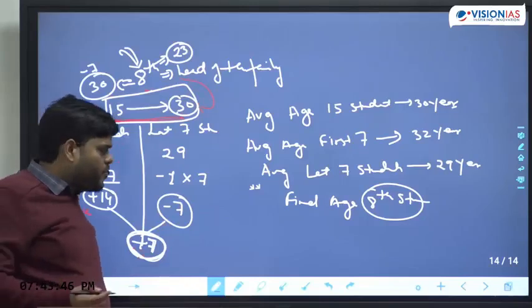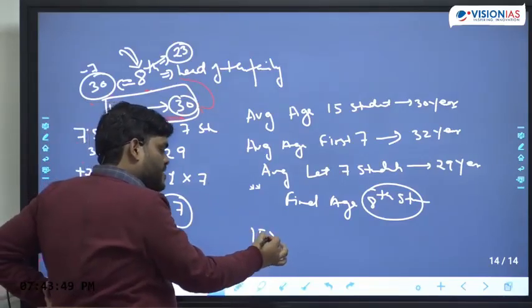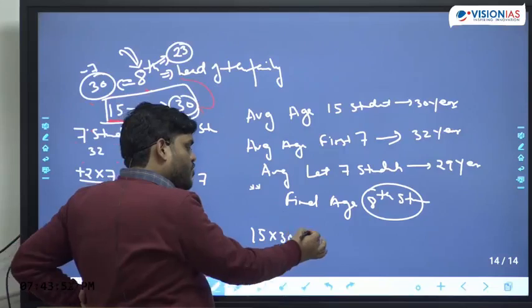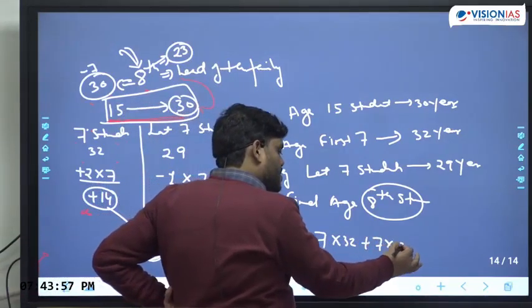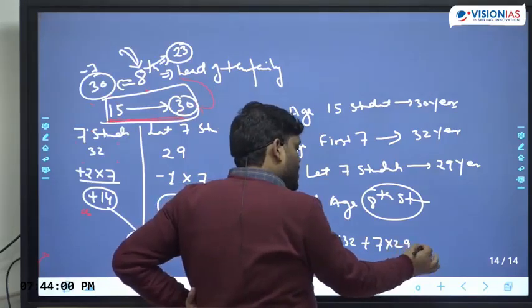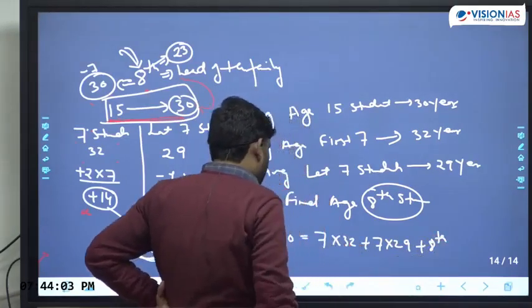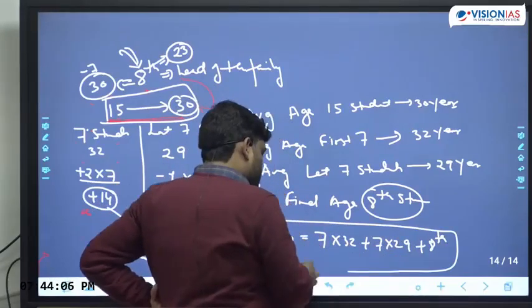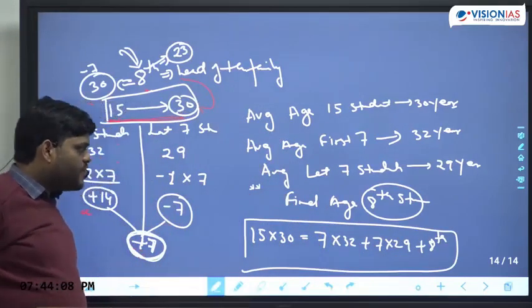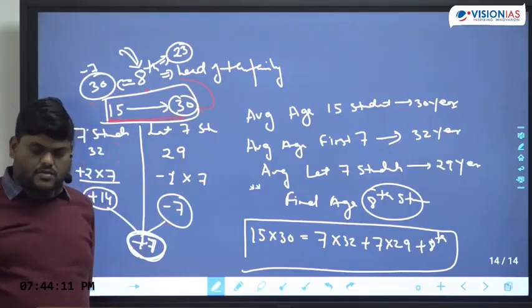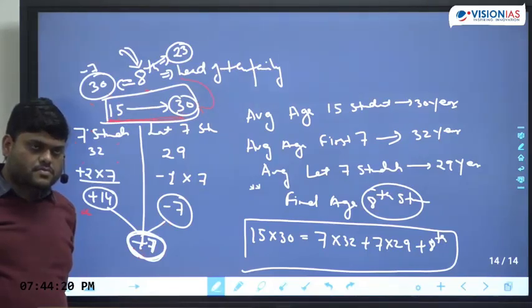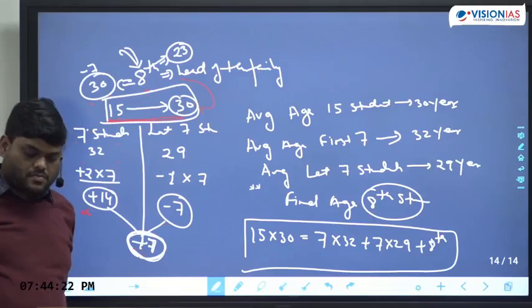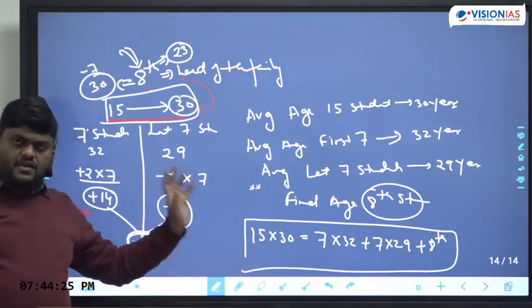How can we solve with the help of a formula? The sum of all 15 is 30 times 15. This should be equal to the sum of the first 7 plus the sum of the last 7 plus the 8th person. And in this way, we can solve the things. So anyway, we can solve this thing.